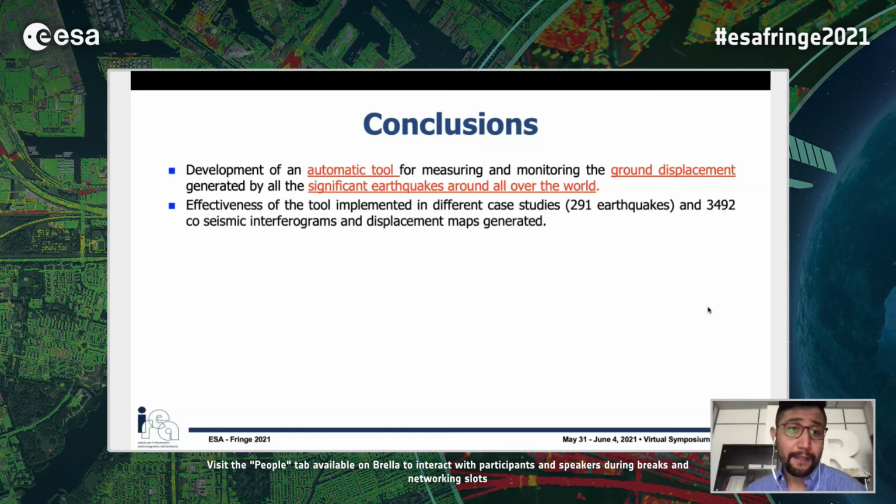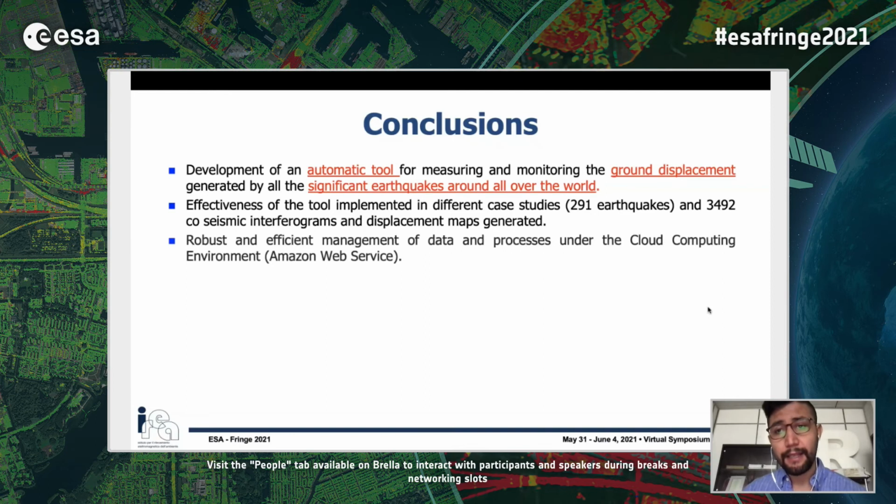We now have an effective tool implementation with which it is possible to study more or less 291 earthquakes, which generate more or less 3491 seismic interferograms. These displacement maps are now available in different catalogs in EPOS and also GEP, so we can select this information. All this information is available, so we can visit this web page and also extract and work with this information.